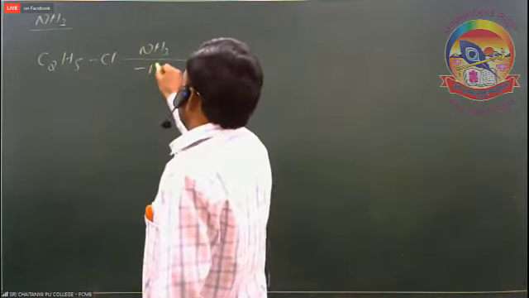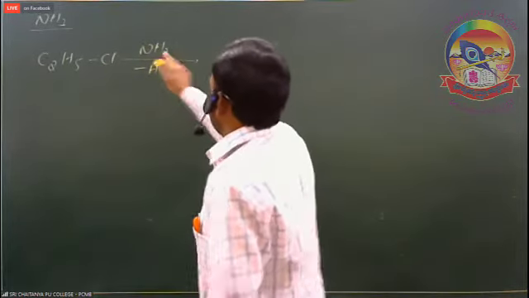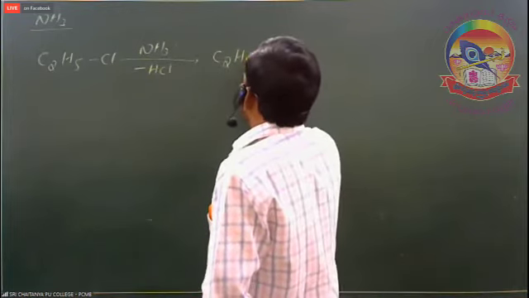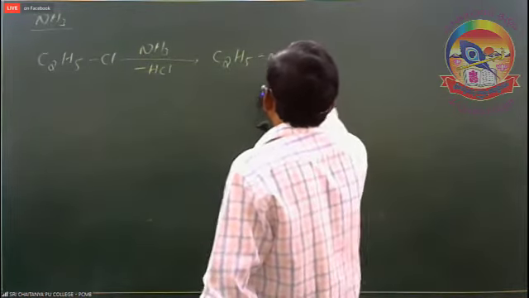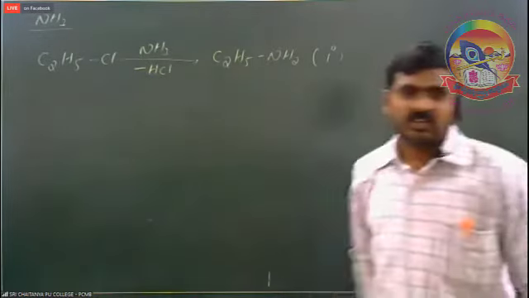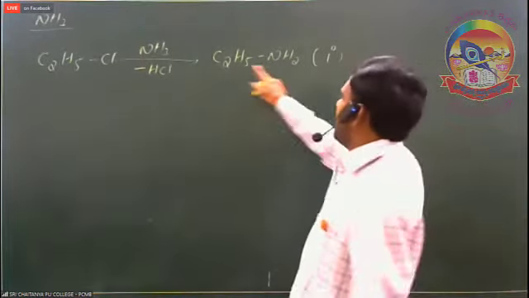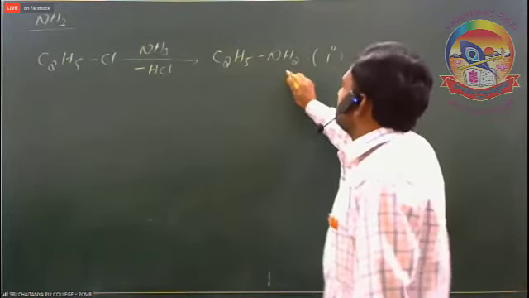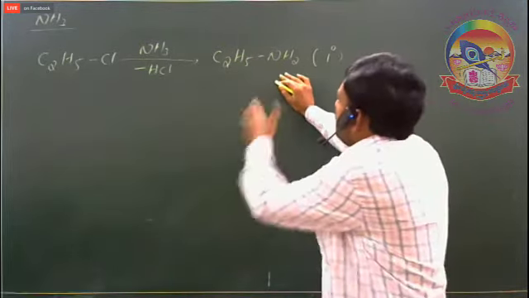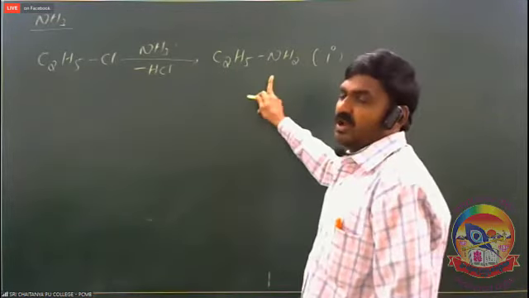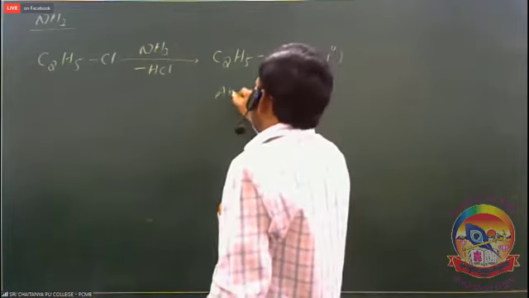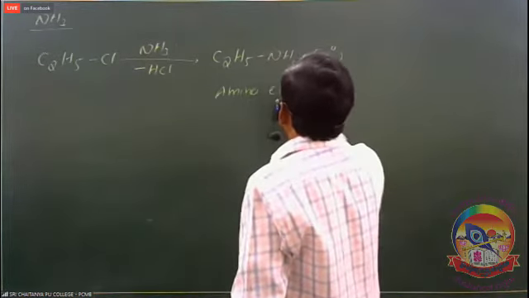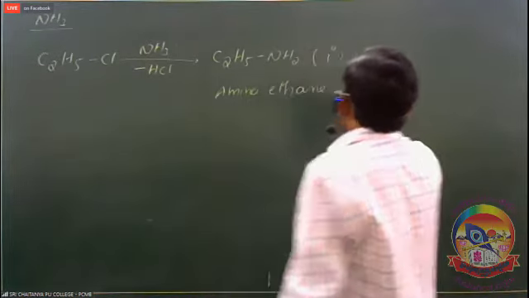H and Cl, HCl is eliminated. This Cl is replaced by the amine group, giving C2H5NH2. It is the primary amine. In ammonia, one of the hydrogens is replaced by an alkyl group, so it is a primary amine. What is the name of this compound? Aminoethane or ethanamine. First we write ethane, and the final e is replaced by amine: ethanamine.